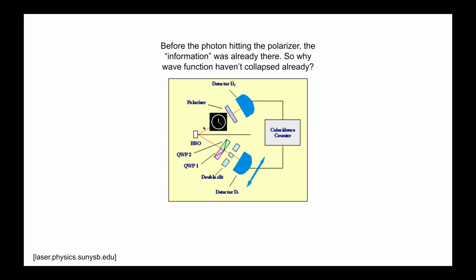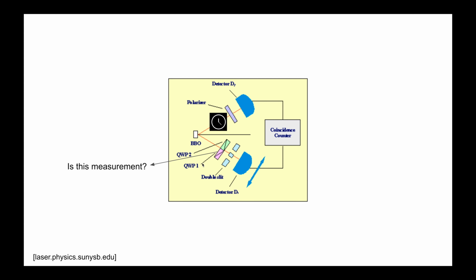Okay, so the problem is, where is the measurement? Right? So is the measurement here? Is it the quarter wave plates? If the measurement is here, why did adding a polarizer make it disappear? If the quarter wave plates are a measurement, then we've already measured it, right? How can we unmeasure it? I mean, the definition is really weird.